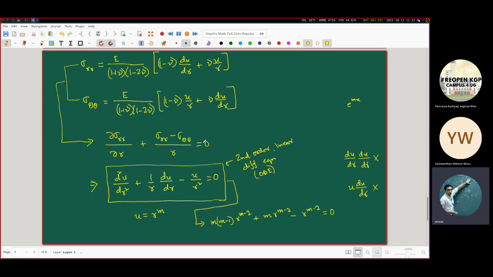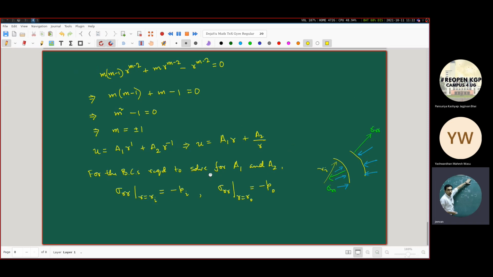So all that you have to understand is that when you do this, you have to evaluate du dr at r equal to ri and u by r at r equal to ri. Similarly, for the sigma theta theta, we have to obtain u by r at r equal to ri. When we go to the outer radius, we have to appropriately substitute r equal to r naught. Okay, so let's get back to the thing and let me write down the expressions.